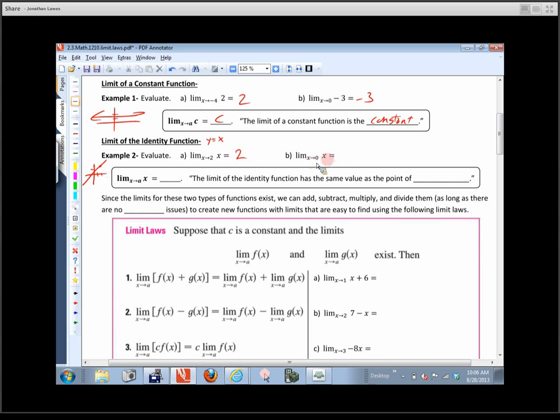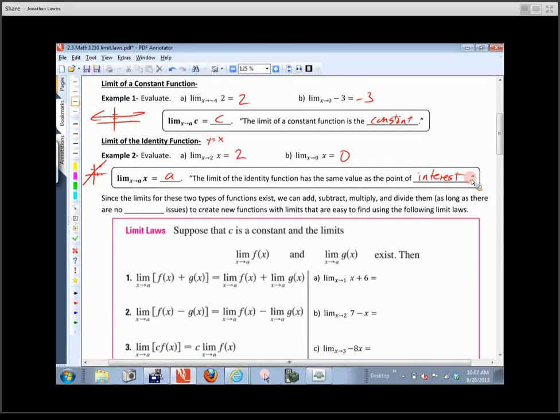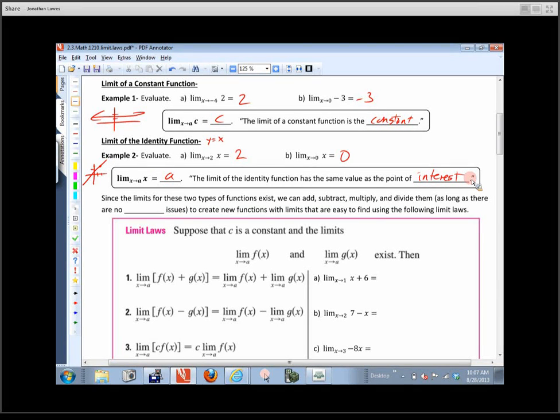The limit as x approaches 0. As we approach 0 from either side, the function values get closer and closer to 0. It's called the identity function because whatever you plug into it, it doesn't change it at all. It maintains its identity, so to speak. So if we're interested in the limit as x approaches 2, you get 2. If you're interested in the limit as x approaches 0, you get 0. So the limit as x approaches a of the function x is just a. Or in words, the limit of the identity function has the same value as the point of interest. So wherever we're trying to find the limit, that is in fact going to be the answer.